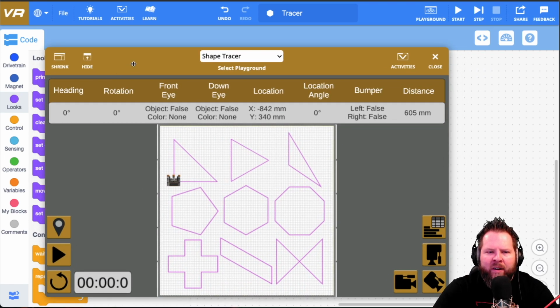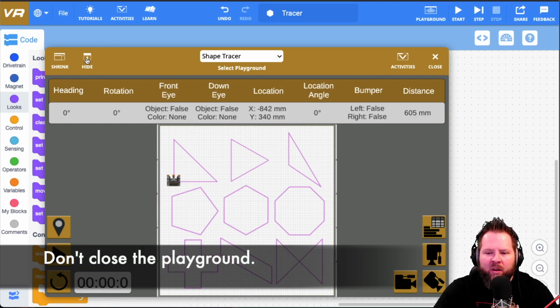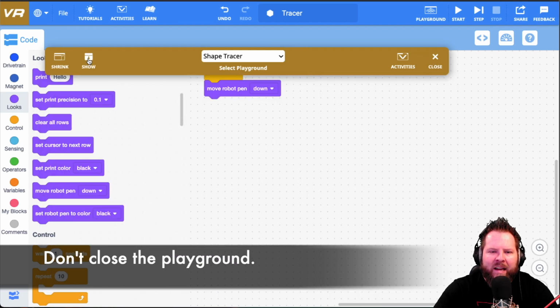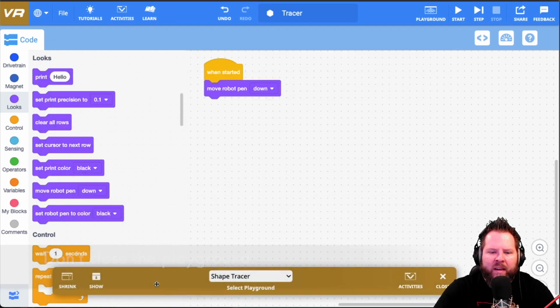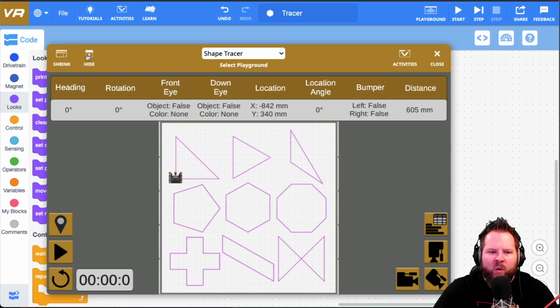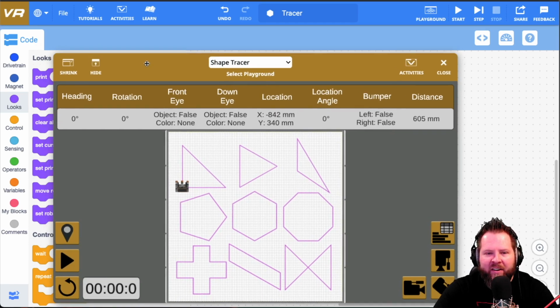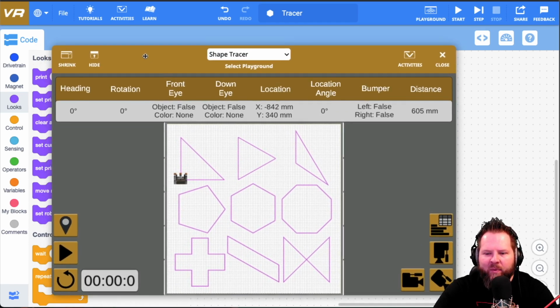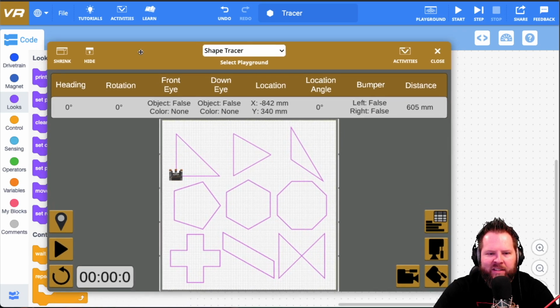And the Playground, every time you open it, does have to load. So what I recommend for students who may be on a Chromebook or a slower device, rather than closing this Playground once you have it open, clicking the little hide button will get it out of the way. And then when you show, it won't have to reload that Playground each time. Just a pro tip for you, make your life a little bit easier.